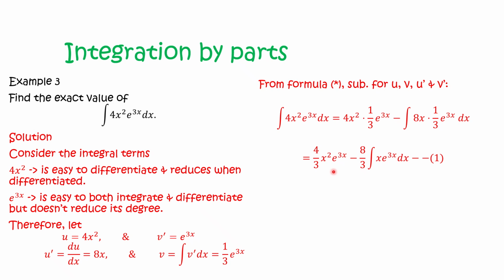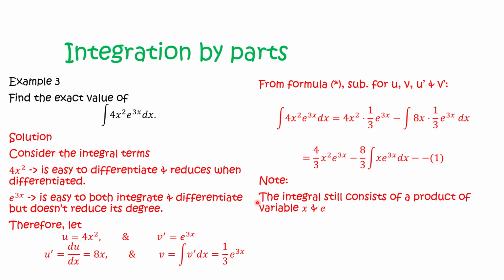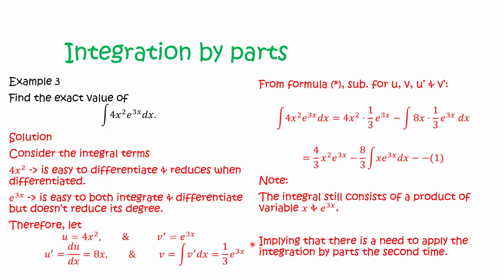Simplifying further, we are going to get 4 over 3 x squared e to the 3x minus 8 over 3 times the integral of x times e to the 3x dx. Let's label this one equation 1. Take note, the integral still consists of a product of variables x and e to the 3x, implying that we are going to make use of the integration by parts once again for the second time.